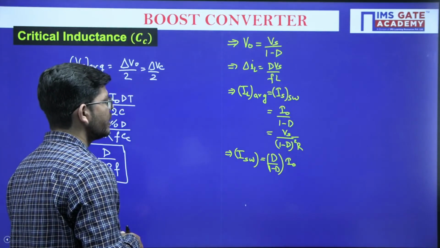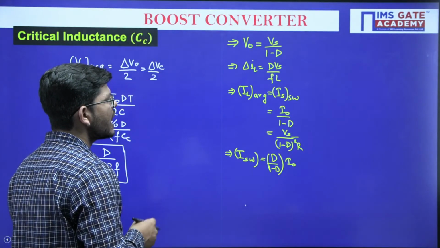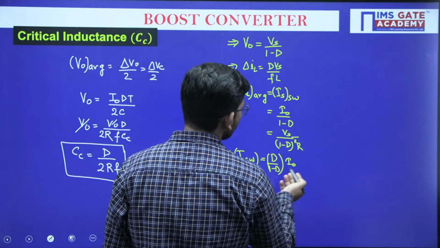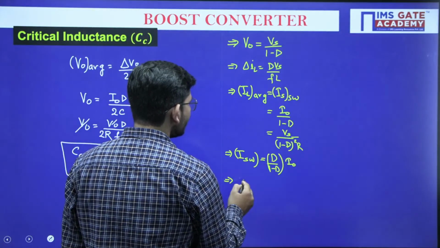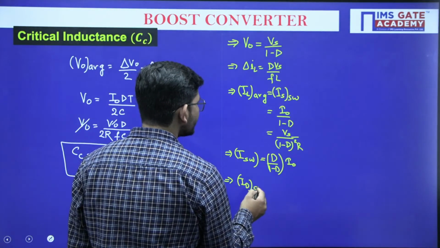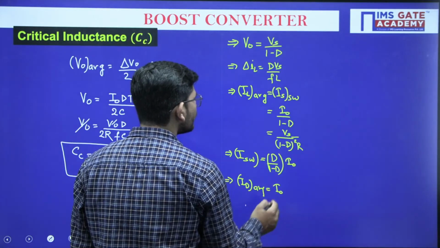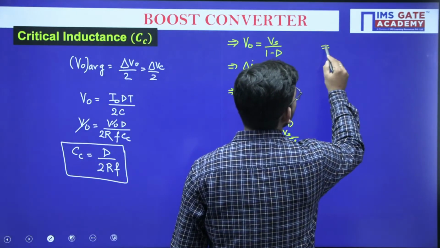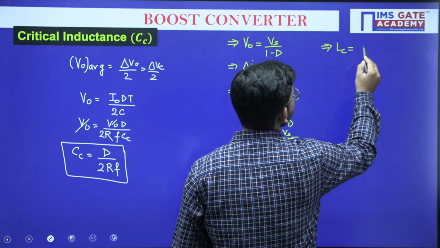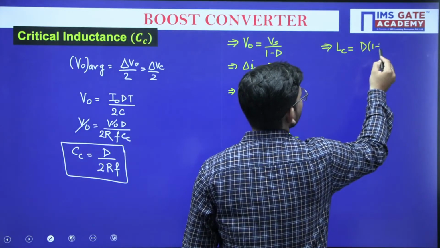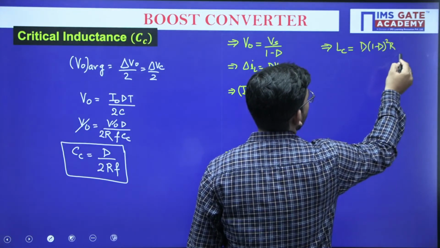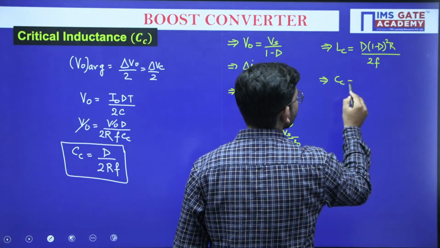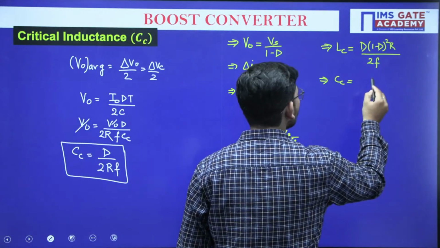So average switch current will be equal to D times the IL average. Now when you put IL average as I naught upon 1 minus D, you get this expression. Similarly, ID average, the diode average current, was equal to I naught. Apart from that, we obtained the formula for critical inductance, which is equal to D 1 minus D square R by 2F. After that, we found the expression for CC, which is equal to D upon 2RF.